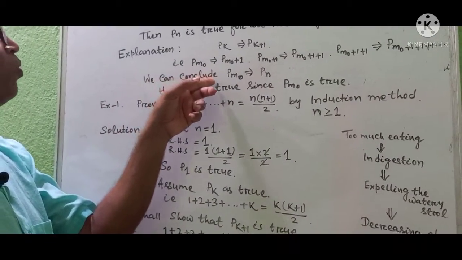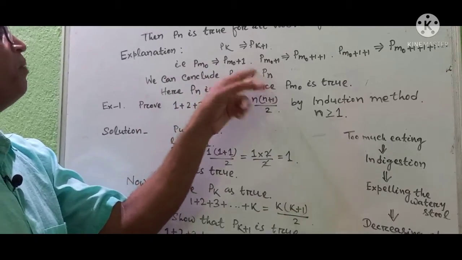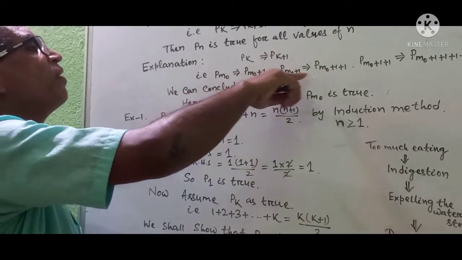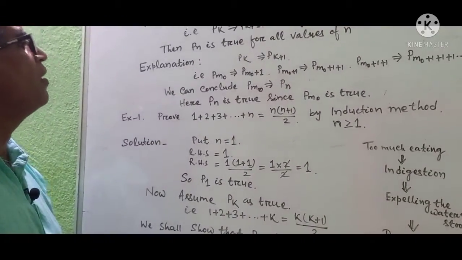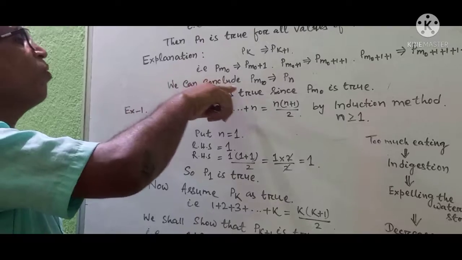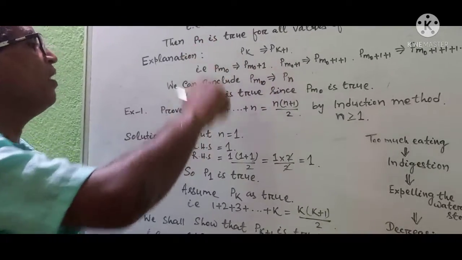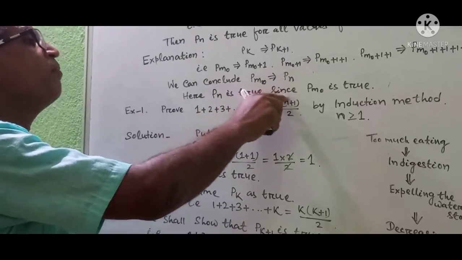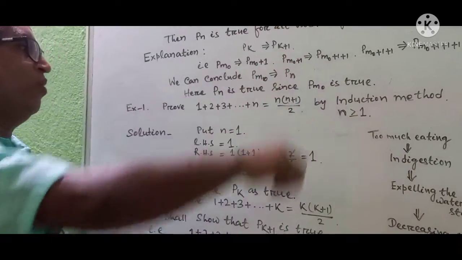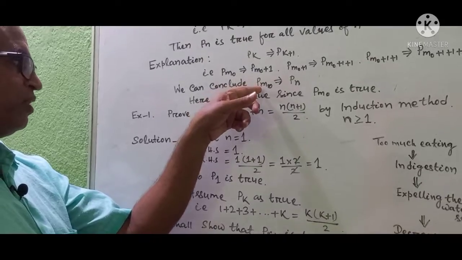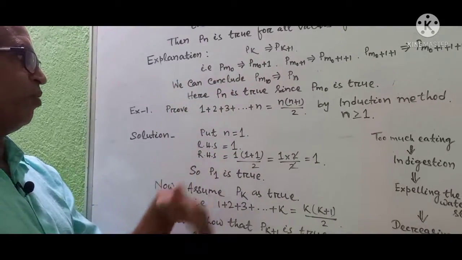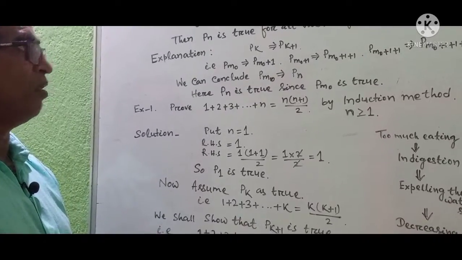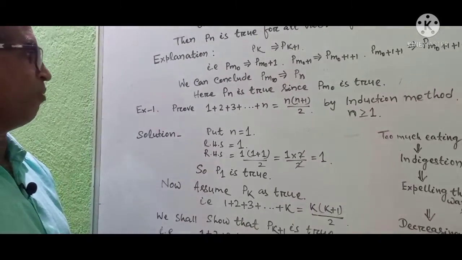We can conclude Pm0 implies Pn. So here you see a series of conditional statements. Then we can conclude Pm0 implies Pn. Here Pn is true since Pm0 is true. As Pm0 is true, we can conclude that Pn is true. This is the summary of the method of induction.